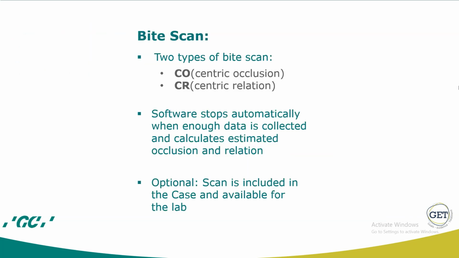The most important tool will be the option of taking 2 different bites. As we were talking about before, about centric occlusion and centric relation, we decided to incorporate this feature into our scanner. So you as a customer will have 2 options. You can scan centric occlusion as well as centric relation.